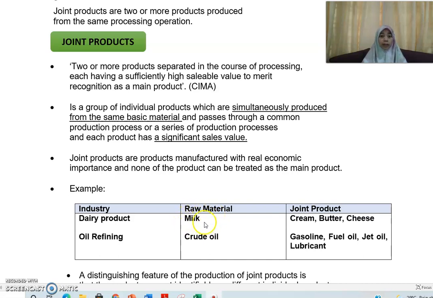You have the raw material, that is your milk, and then you will have joint products. At the end of the process, you will have cream, or butter, or cheese. These three products are joint products because they are processed from the same processing operation. Another example, in the oil refining industry, you process crude oil, that is your raw material, and then you have the joint products, for example gasoline, fuel oil, jet oil, and lubricant. These are all your joint products.